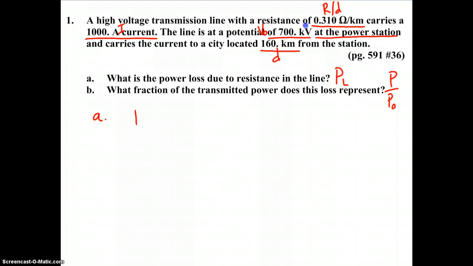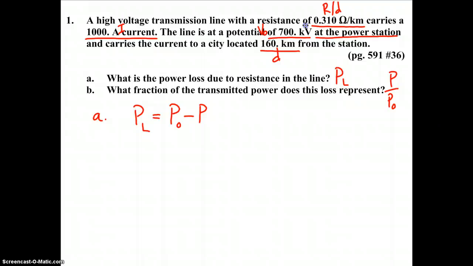Power loss is different than change in power. To calculate a change in any quantity, we take the final minus the initial. But if we were talking about a loss, we would start out with, well, how much did we start with? That would be our initial power in this problem, and subtract from that how much did we have when we were done. That would be the power loss. Notice that that's different than the change in power.